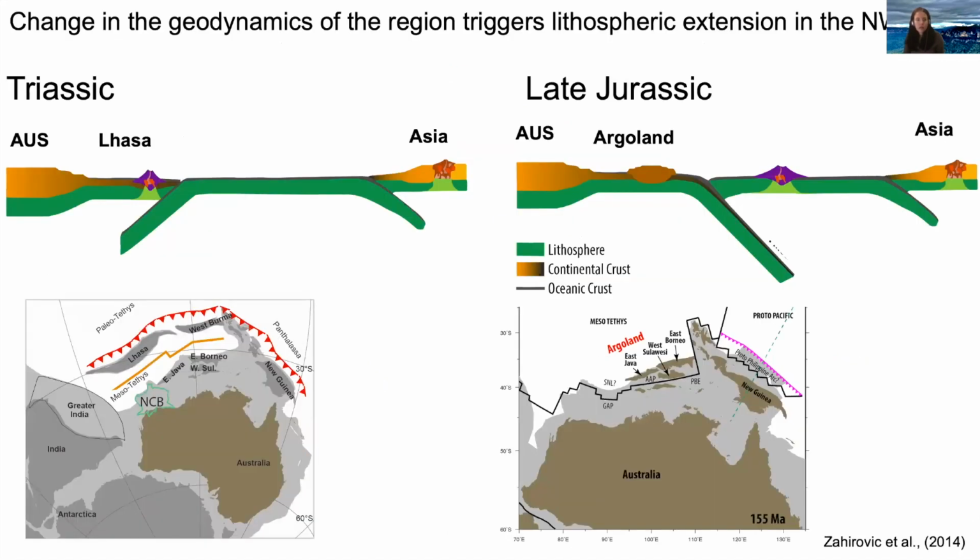So then at the end of the Triassic, we have changing geodynamics in the region, and that triggers lithospheric extension in the Northwest Shelf. That triggers the rifting of Argoland, and that work was published by Sabine Zahirovic in 2014. So this is the end of my segment, and I'll let Chris carry on.